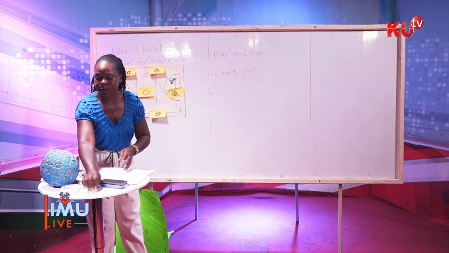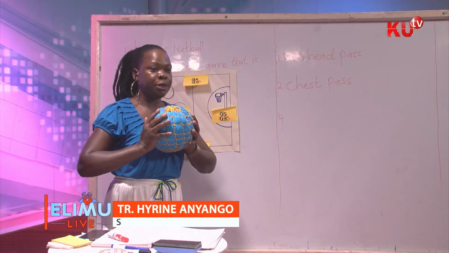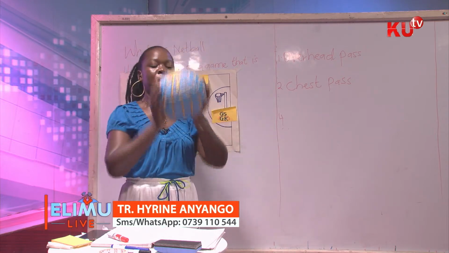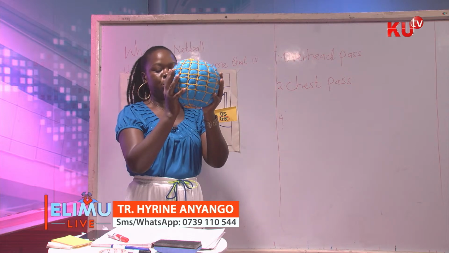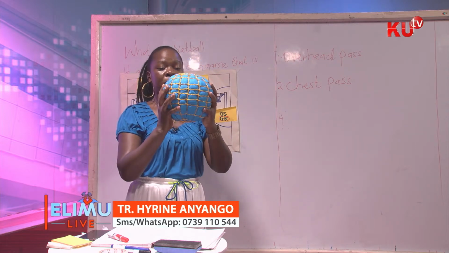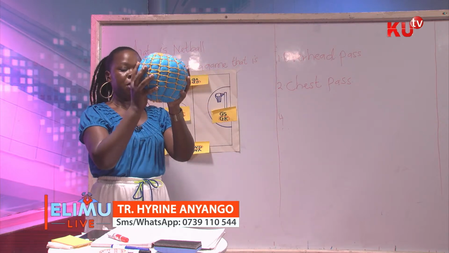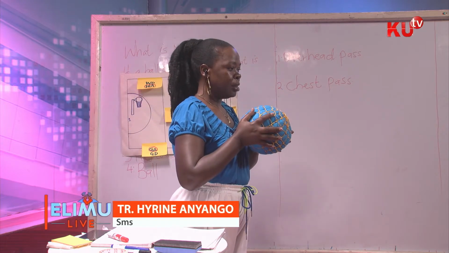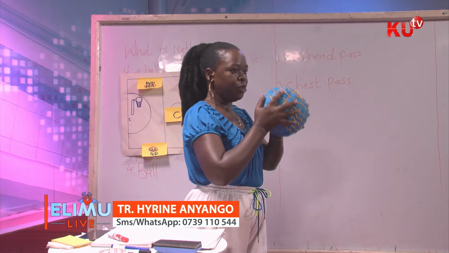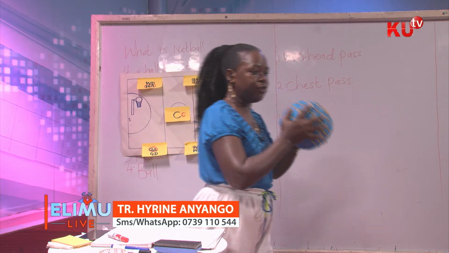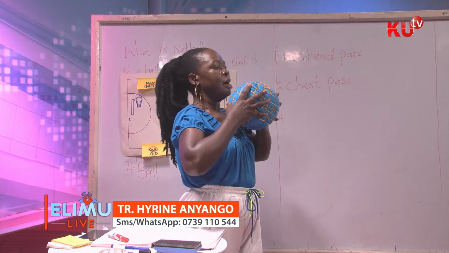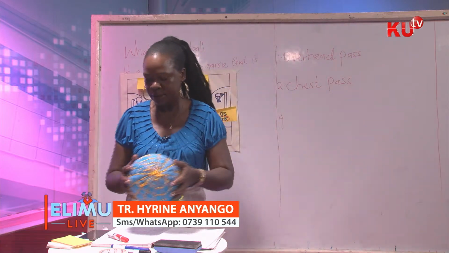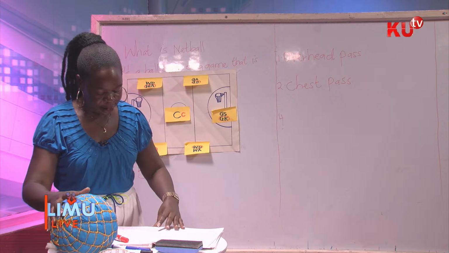Well, I'll just demonstrate. For us to do a chest pass, you will hold your ball this way. Make sure your hands are all over the ball, in a W shape, then you put it on your chest, and then you put one foot in front and one behind, and then you bend a bit behind and then pass the ball. Are we together, boys and girls?